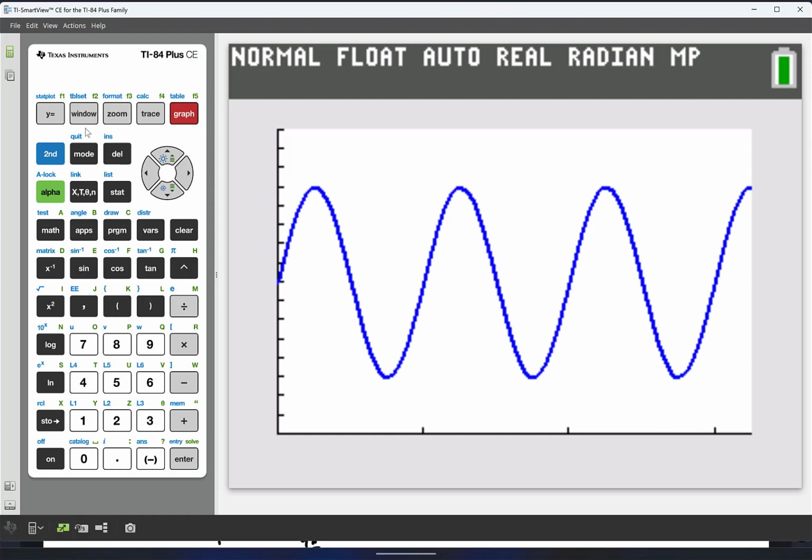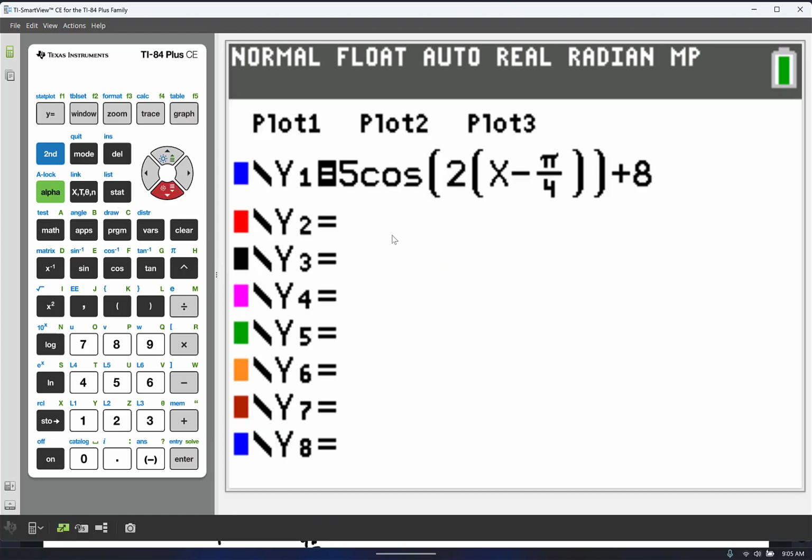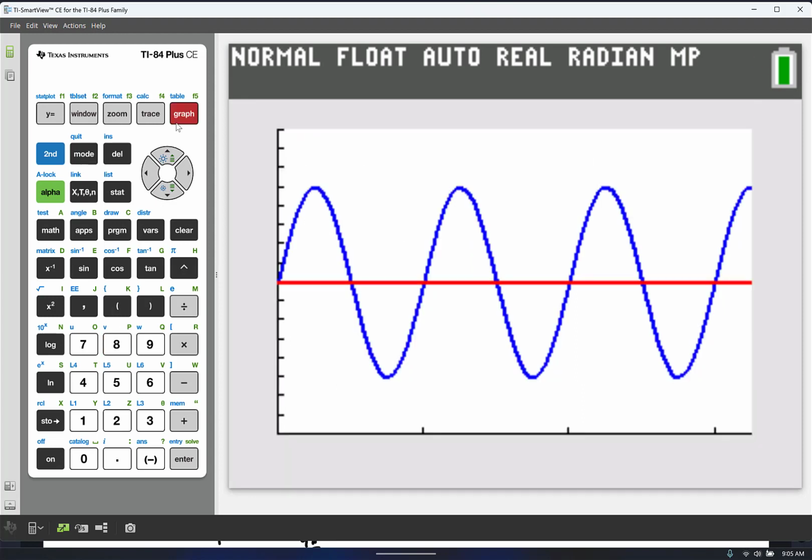Cool or not cool? Oh, you know what? I want to show the midline. How do I show the midline? Go to y2 and just put 8.